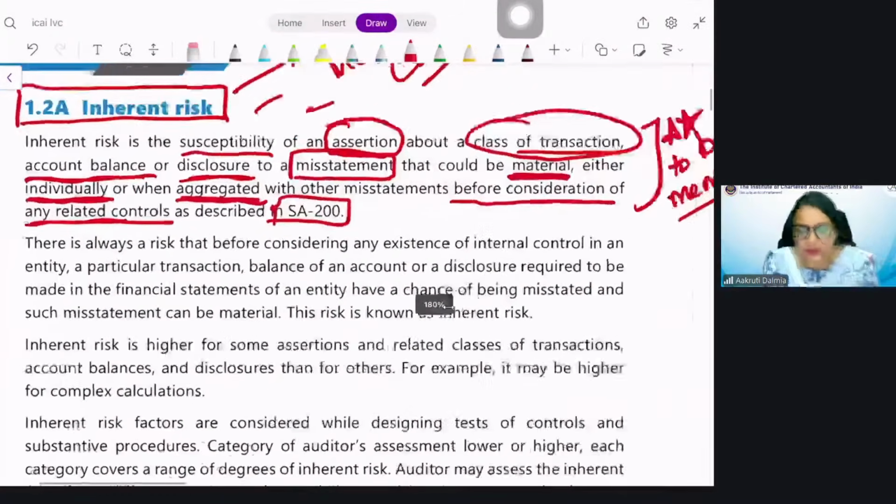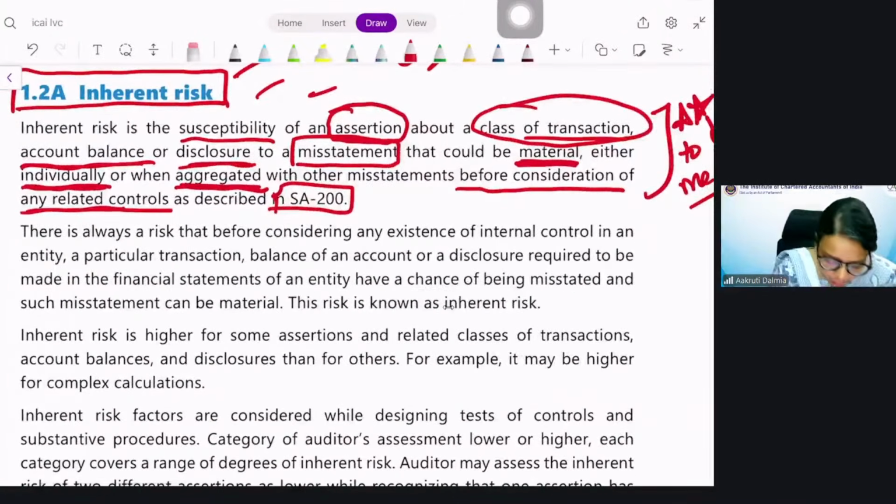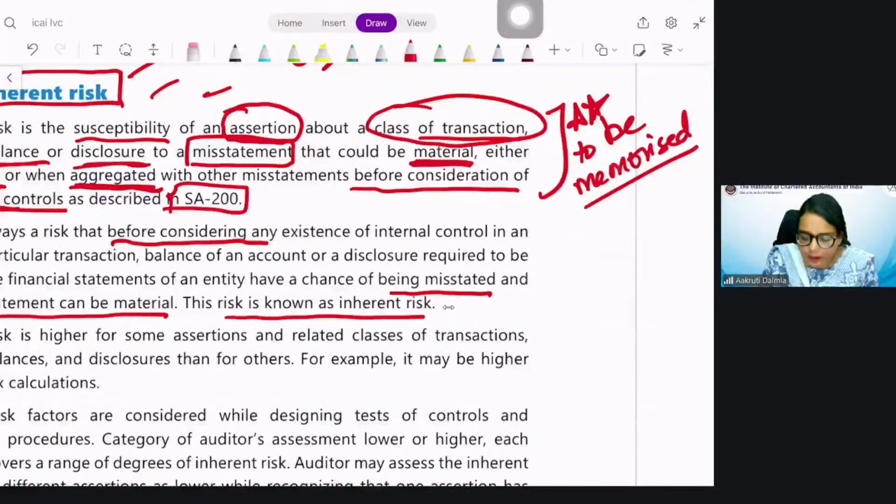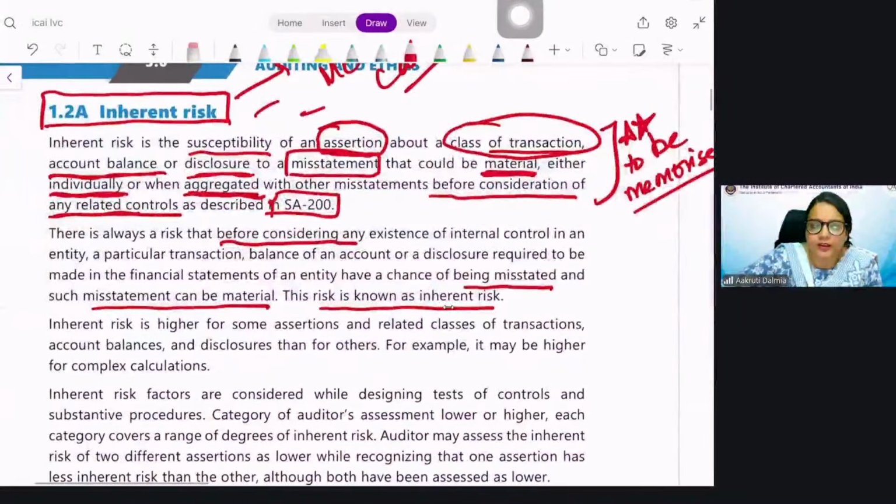Now pay attention. We'll see a few words, the sentence and explanation. There is always a risk that before considering the existence of any internal control in an entity, in a transaction, in an account, in a disclosure required to be made, there is a chance of being misstated, and such misstatement can be material. This risk is known as inherent risk. So what happened here? The same definition you have just broken down and written in different words. Yes or no? Can you write 2 paragraphs now? The same thing that you wrote in the definition is just dismantled and written into a similar paragraph.